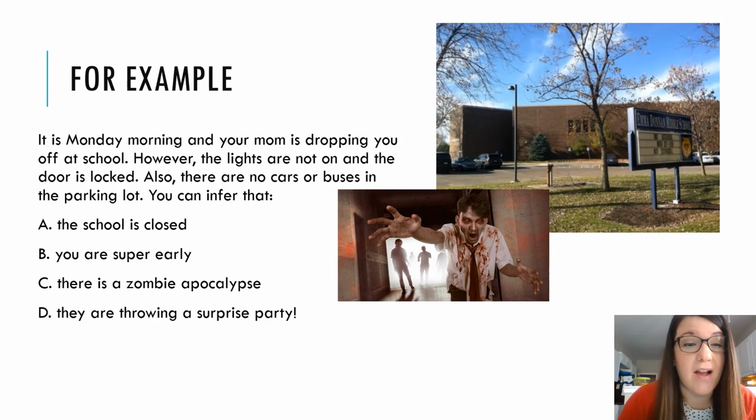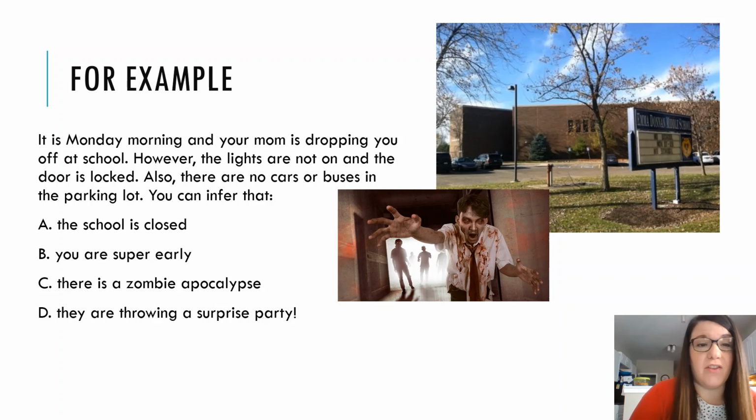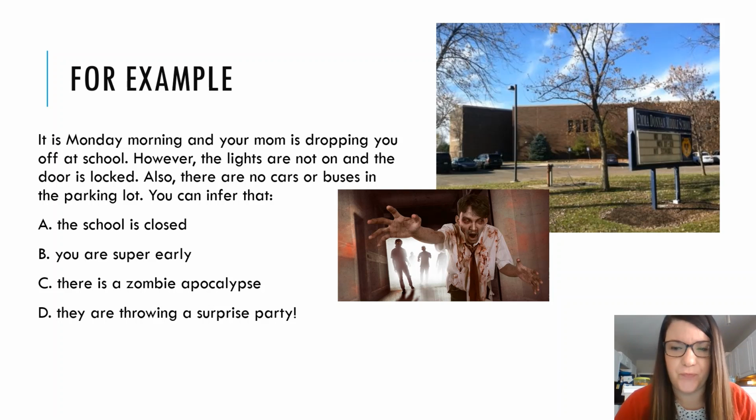So let's look at A, the school is closed. If there's no lights on, the door's locked, there's no cars or buses in the parking lot, we can probably make a fair assessment that the school might be closed for the day. Now let's say you look at the clock and it is 6:45. No, there wouldn't be any lights on. The doors would still be locked. There wouldn't be any cars or buses in the parking lot yet. So you might be a little early.